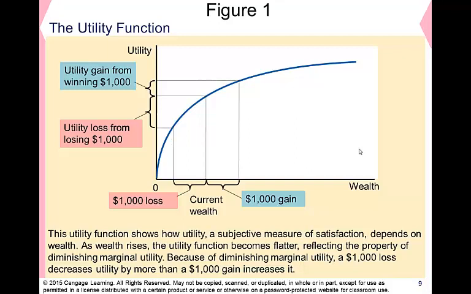So that is what's shown in this diagram. If you're at a certain point of wealth, that middle point there, and you gain money, well, it's going to give you satisfaction, obviously, but you would be more upset if you lost 1,000 than if you gained 1,000. That's basically what that figure says.